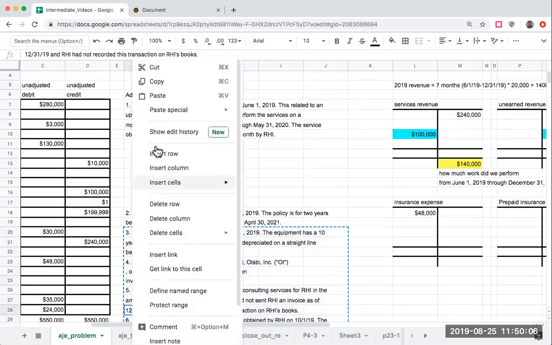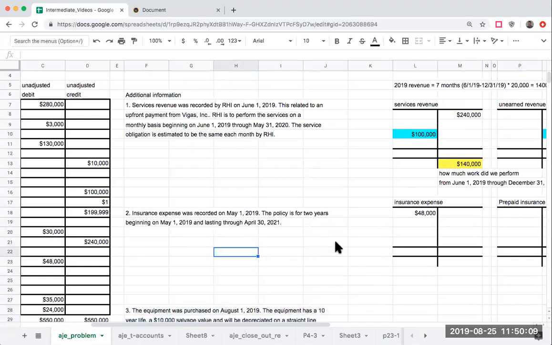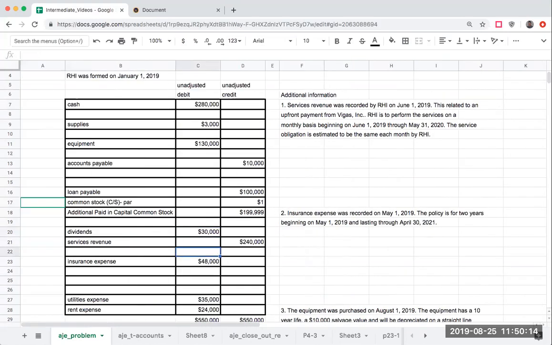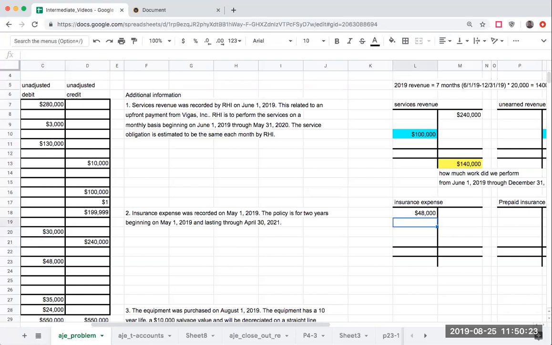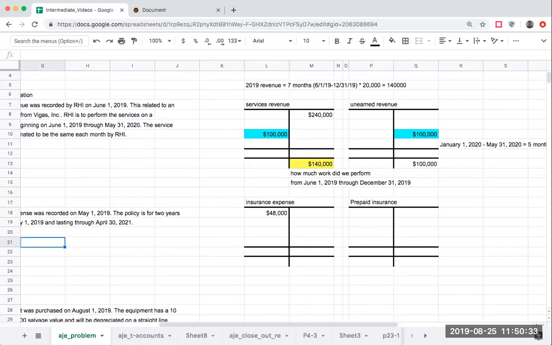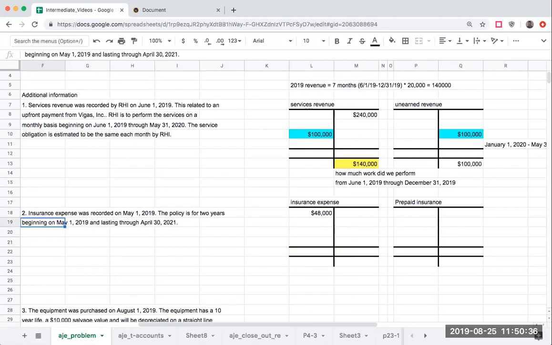Okay, so now we're getting over here to prepaid insurance and insurance expense. The company bought an insurance policy, and instead of debiting prepaid insurance, which is what they should have done, they said, well, we're just going to go ahead and debit insurance expense. So when we look at this question, it related to a policy which is for 2 years. It begins on May 1st, 2019, and went through April 30th of 2021.